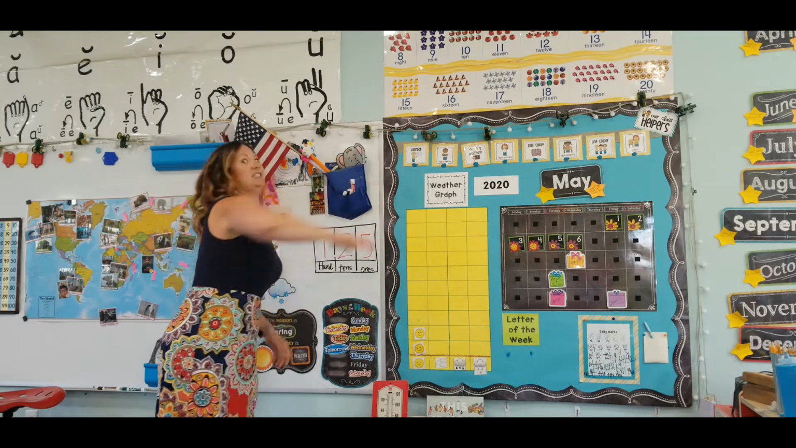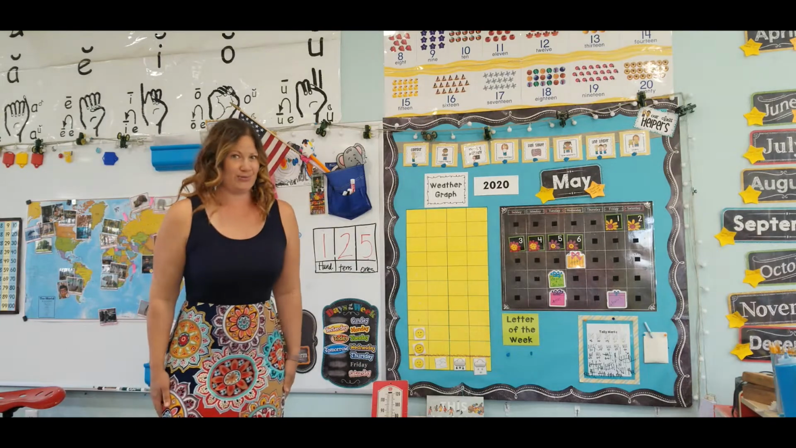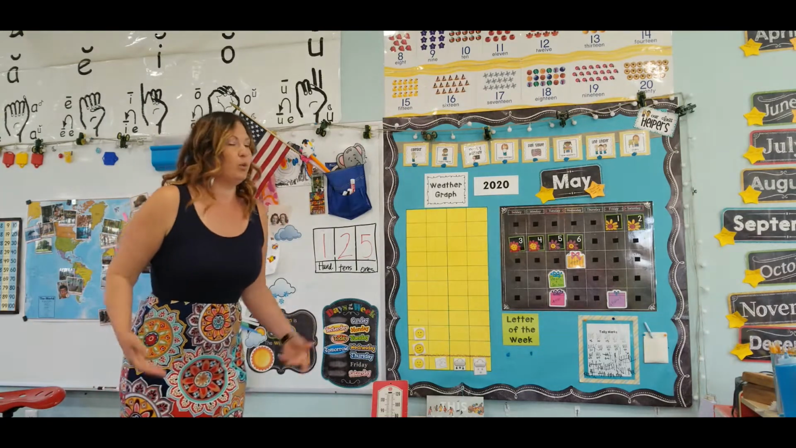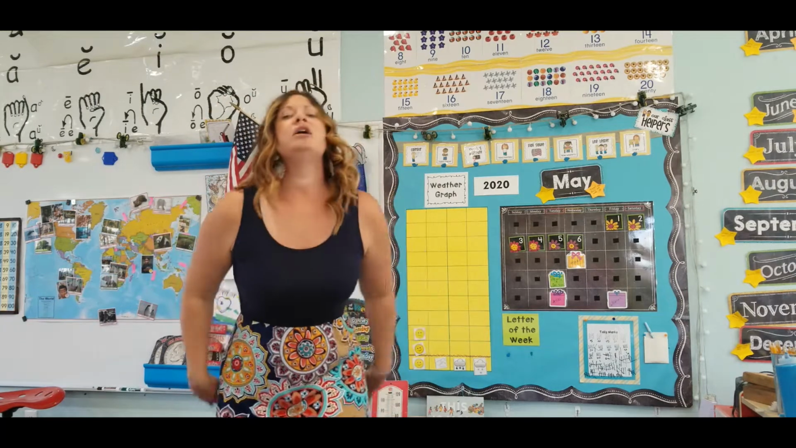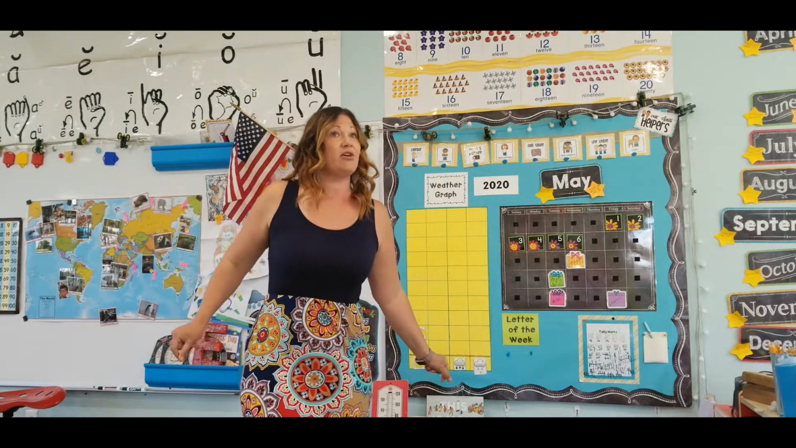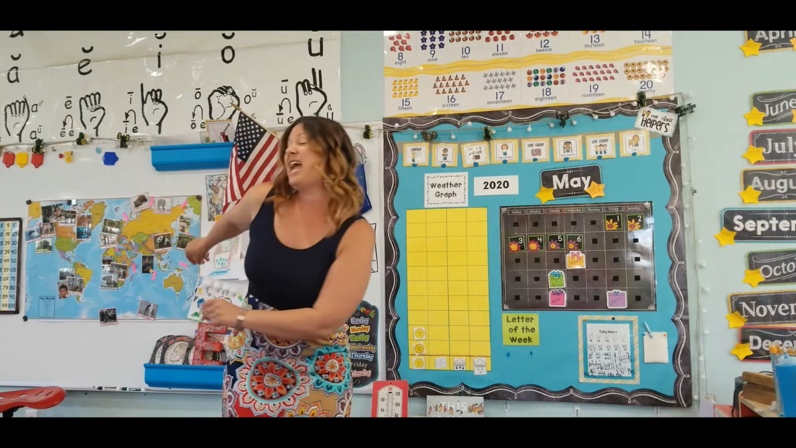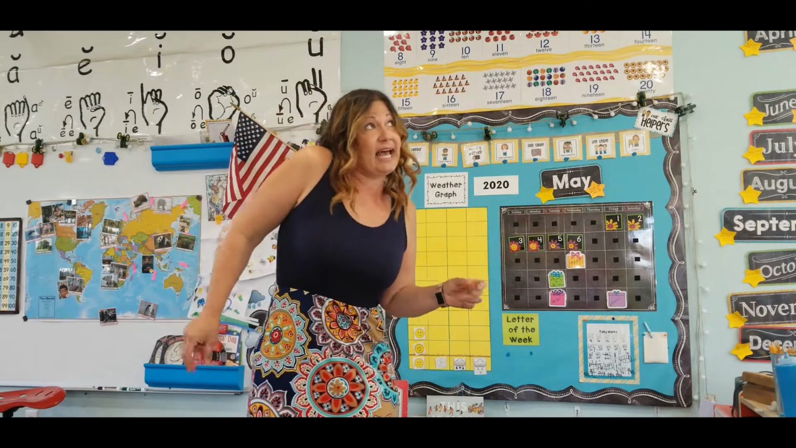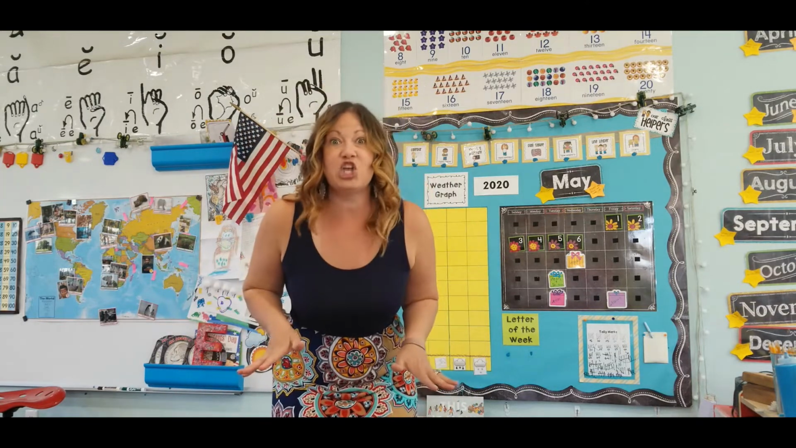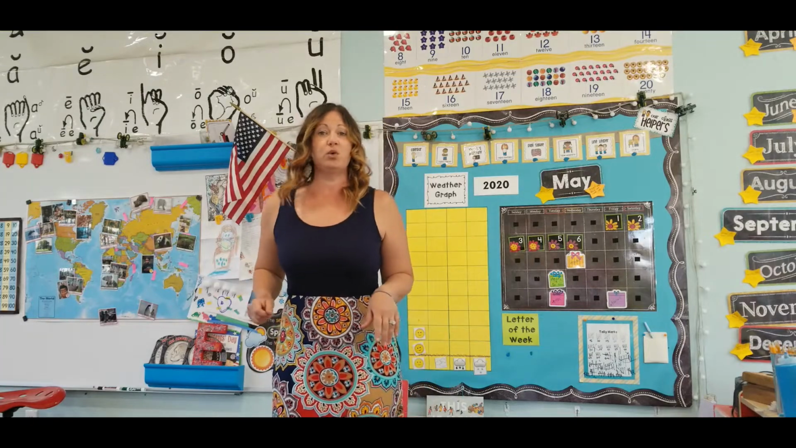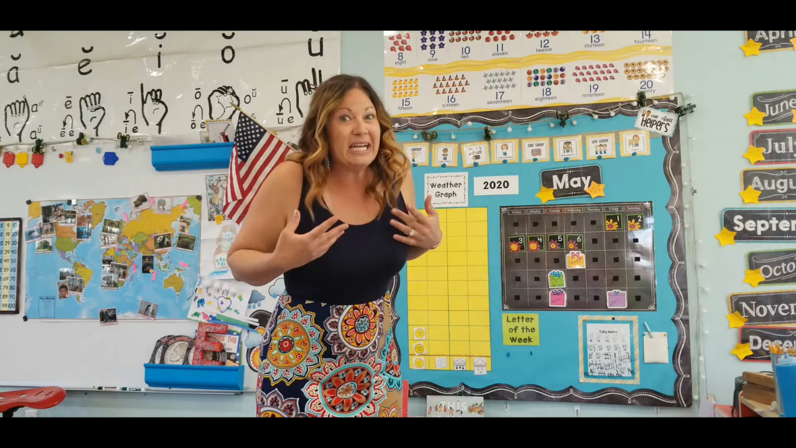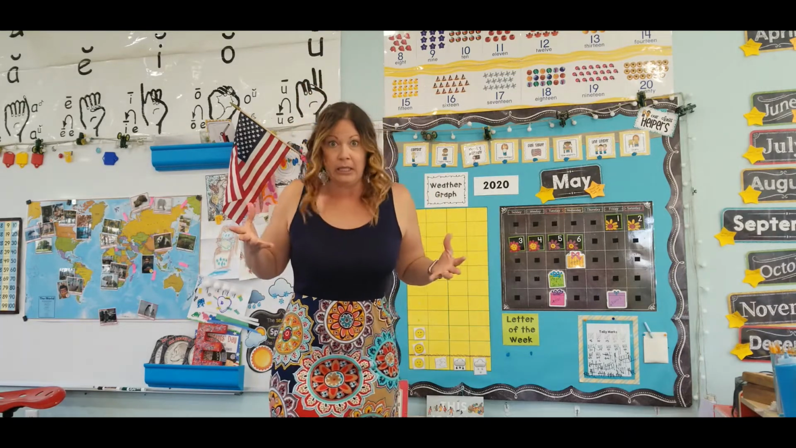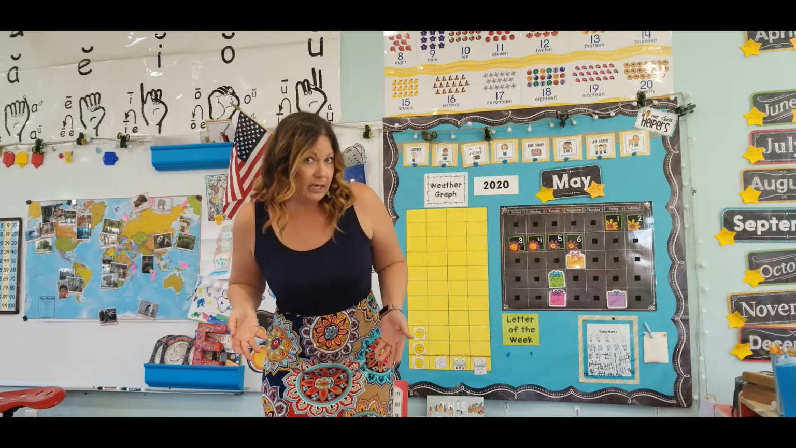125 days smarter. What's the weather? What's the weather out today? Go look out the window. Tell me, preschoolers, what's the weather? Is it sunny? Is it cloudy? Is it rainy? Is there snow? Tell me, preschoolers, what's the weather? Do you know? What is it today? It's kind of cloudy, a little rainy.